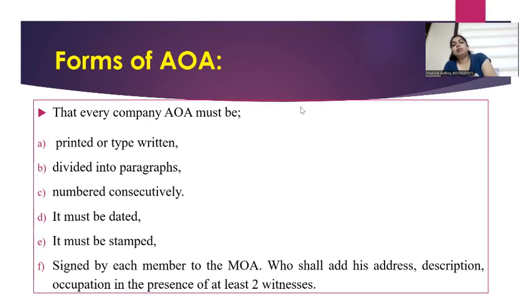It must be signed by each member to the MOA. People who've signed the MOA must also sign the AOA with his address, description, occupation. Three things need to be mentioned. That must be in the presence of at least two witnesses. Please keep that in mind. Okay, moving on.